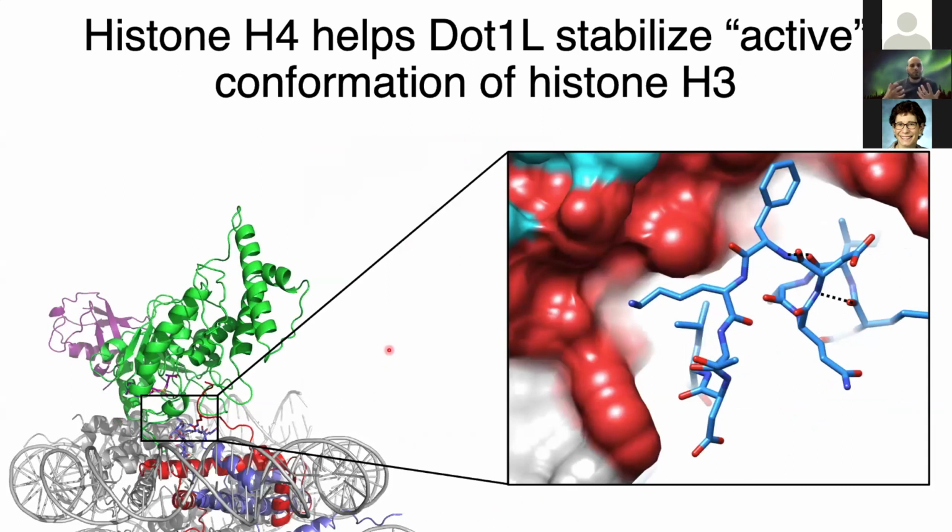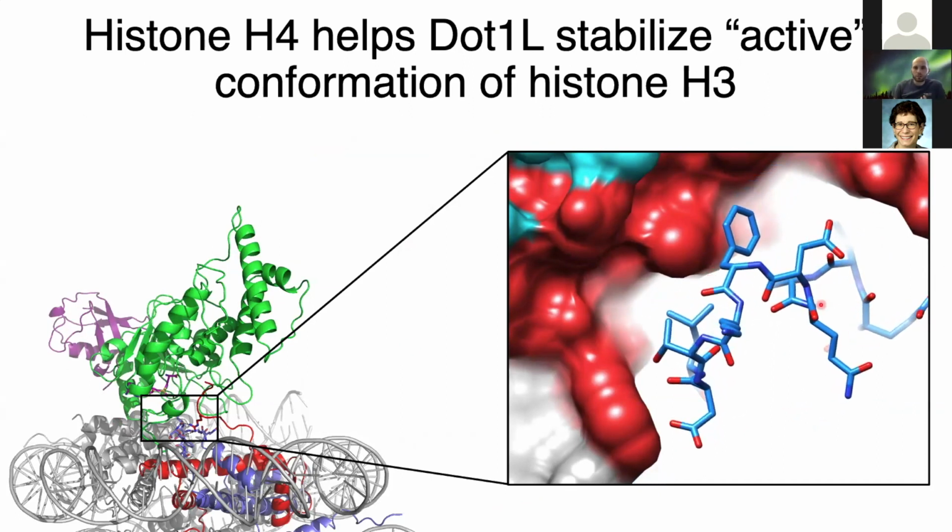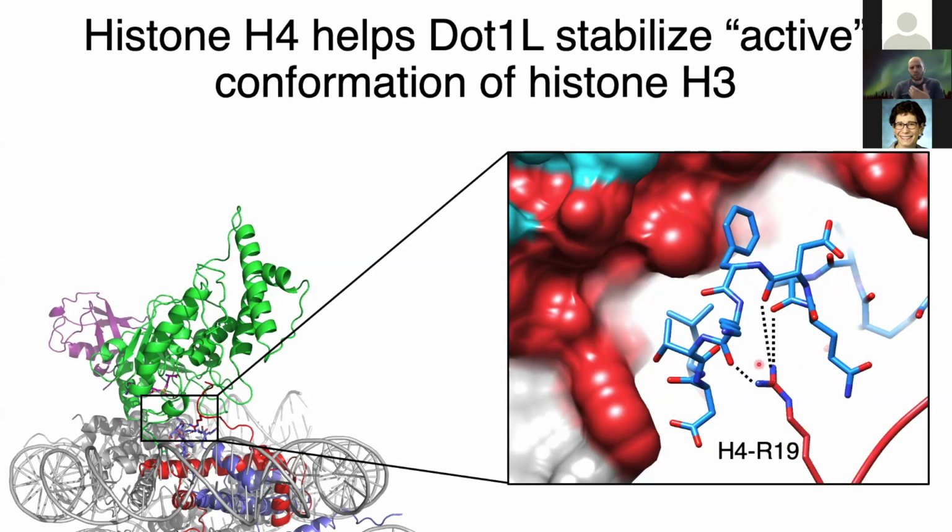So it appears that once Dot1L induces this conformational change in histone H3 and breaks these hydrogen bonds in this H3 helix, it needs this H4 R19 residue to come in and stabilize this new conformation of H3K79. And I like to think of this as a kind of substrate-assisted catalysis, where this important altered conformation of histone H3 is stabilized by other contacts within the substrate that allow catalysis to occur.